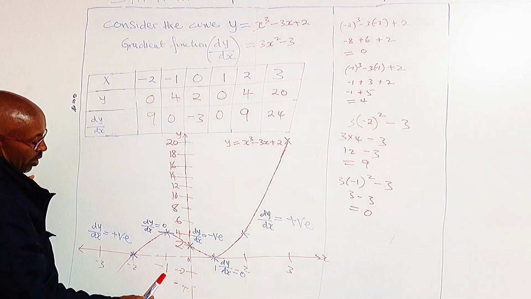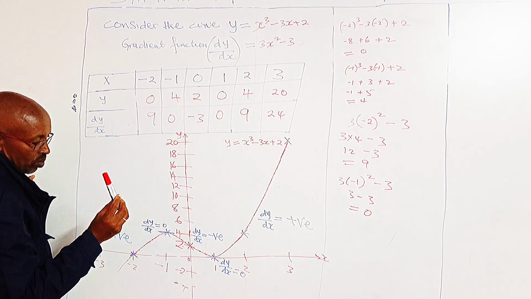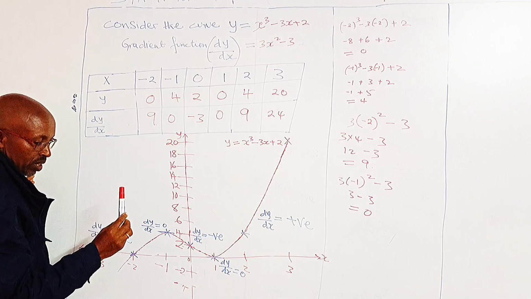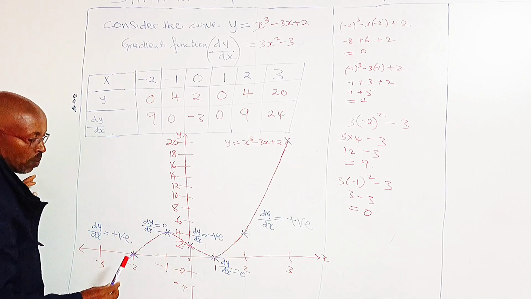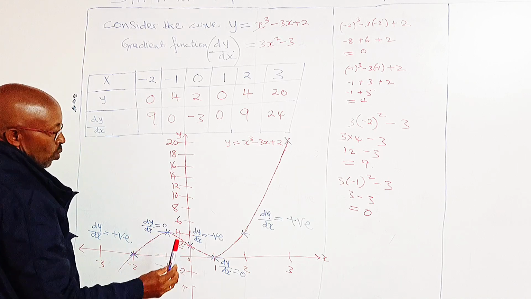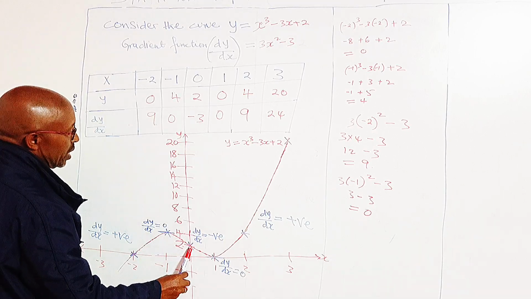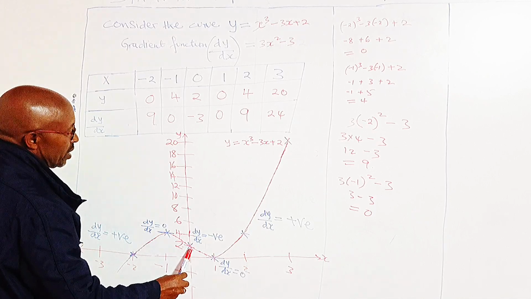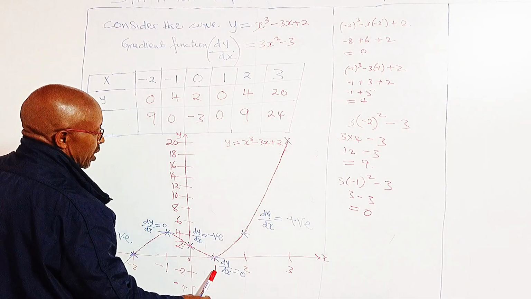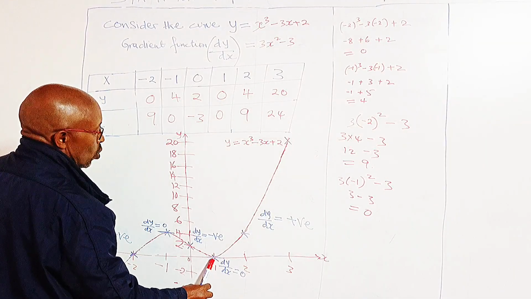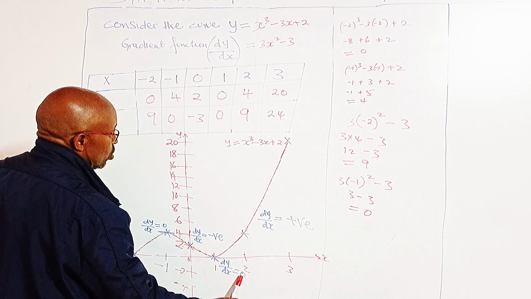When x is negative 1, our y is 4 and our dy/dx is equal to 0. So that is a stationary point, because the gradient is a horizontal line and the gradient is equal to 0. When x is 0, we have y as 2 and dy/dx as negative 3. Now the curve is going down. At x equals 1, y is 0. We have another horizontal line, our dy/dx is equal to 0.